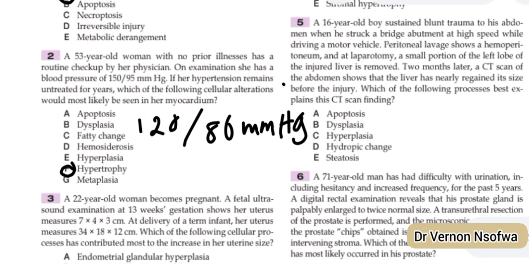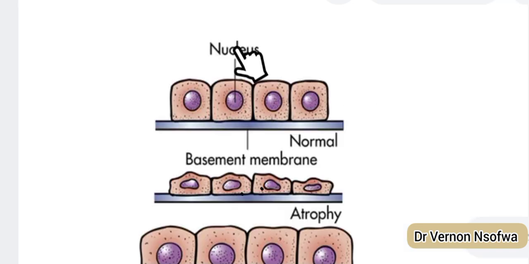These are simply types of cellular adaptations. Let us talk about them. So we can look at this diagram that we have here. If you look at this, we have got the normal cells here. These are the healthy cells.